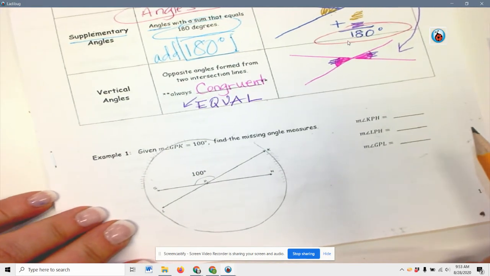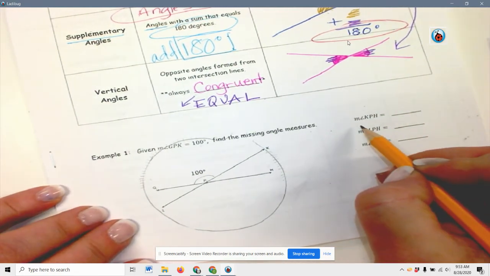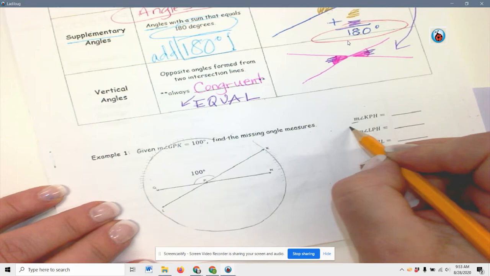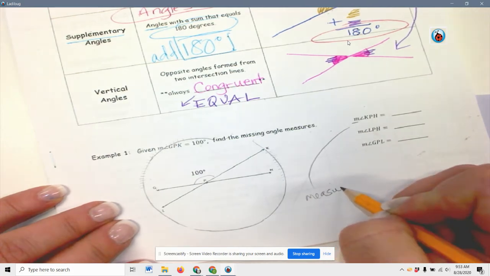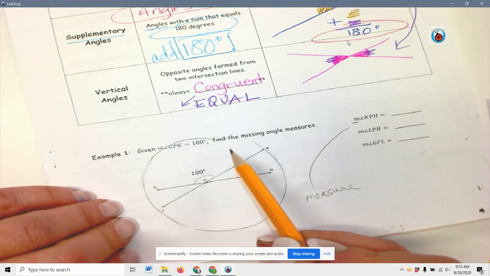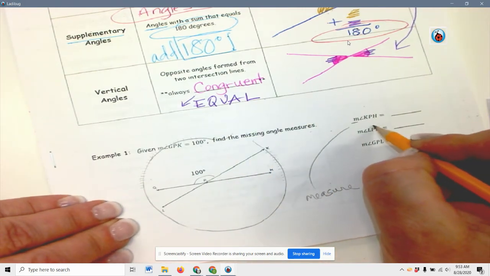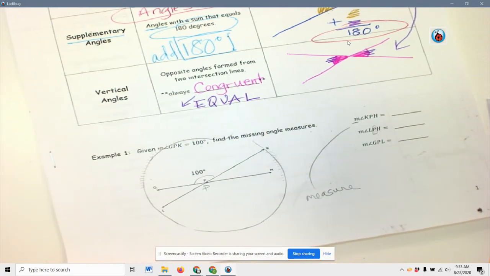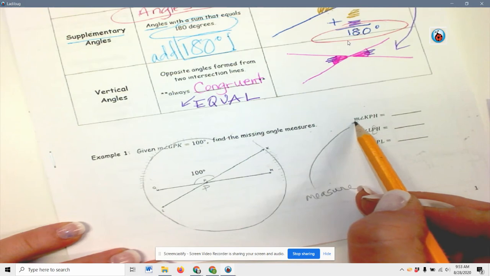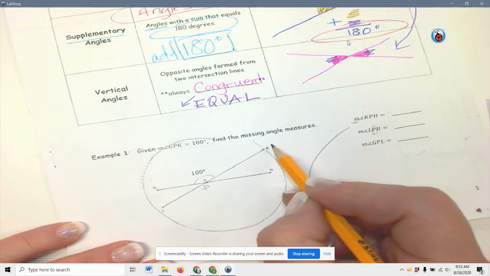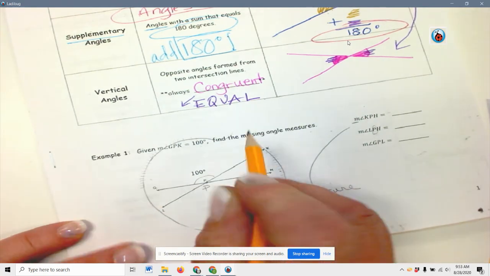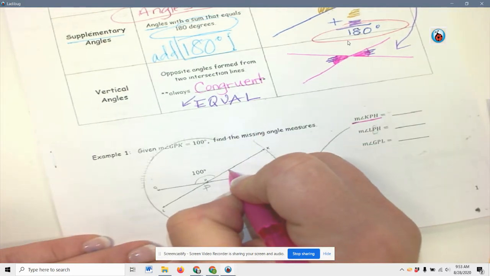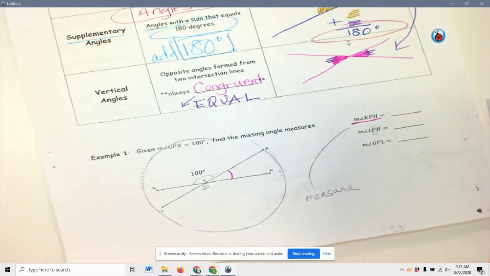Now, the other thing I want to point out is the notation. This little m always means the measure, okay? This little m means the measure. And when we're naming angles, we're always using these end points with the middle letter always the center. That's a P right there, okay? So which angle is the measure of angle KPH? Well, here's KPH. So the next one that we need to look at for the measure of angle KPH, they want to know, what's this angle measure, okay?